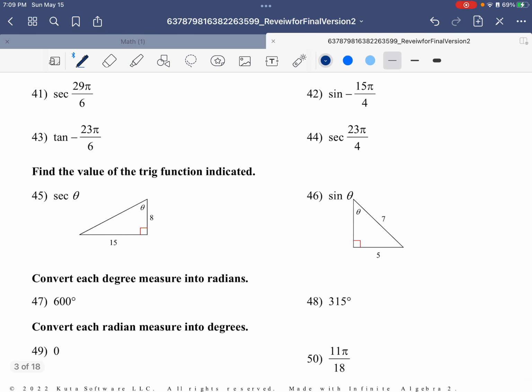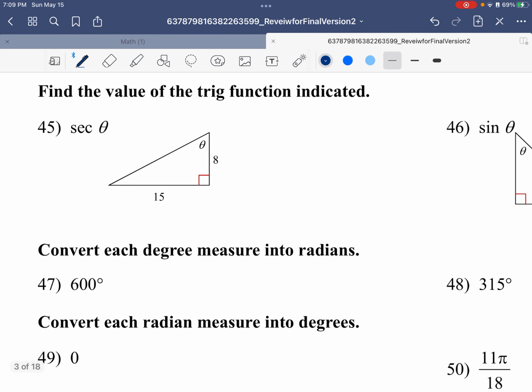So I'm going to skip these, hopefully that made sense. And then let's move on to these triangle problems. We know this side is 17 because 8, 15, 17 is a very popular right triangle with popular side lengths.